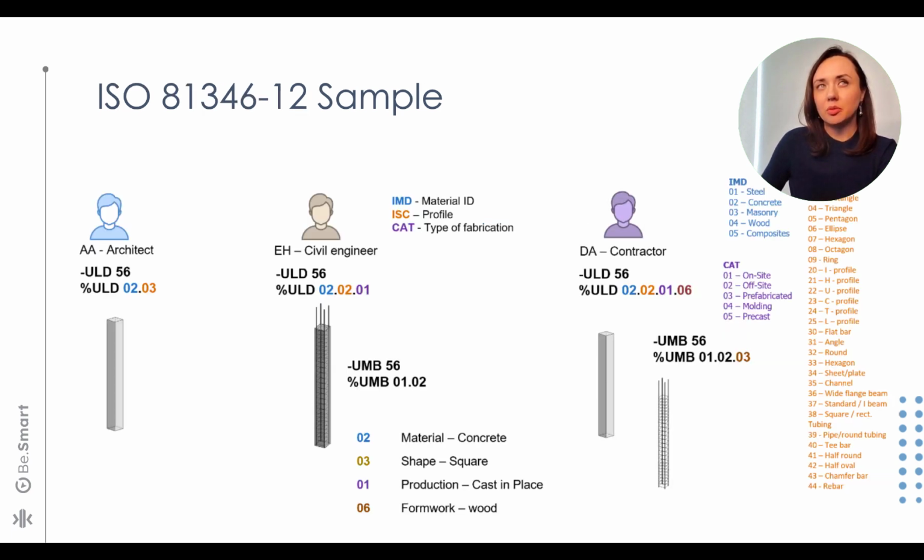One more example from ISO 81346-12, an example with a column. Here, the main message is that the different actors related to the project can add or assign any classification data in the entire life cycle, in any process, in any step of the building.